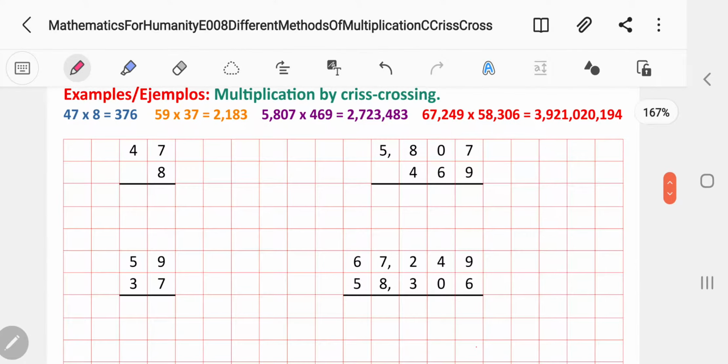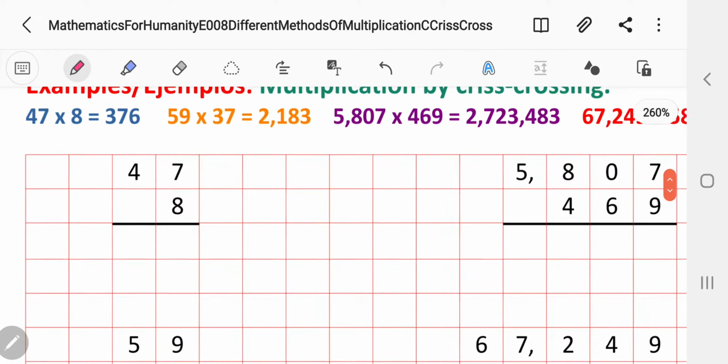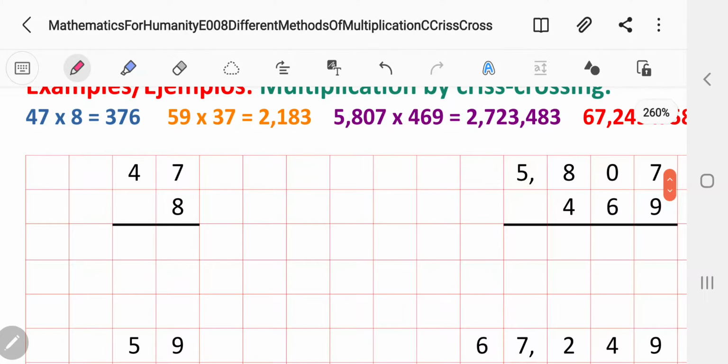To start with, we have already used these numbers before as we multiplied in different methods. This time we'll do crisscrossing, and we'll show you that it's the same result that we get. So for example, 47 times 8. By crisscrossing, we start with writing the numbers that we're going to multiply vertically.